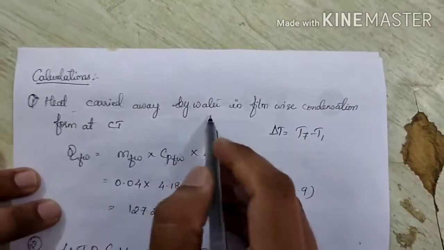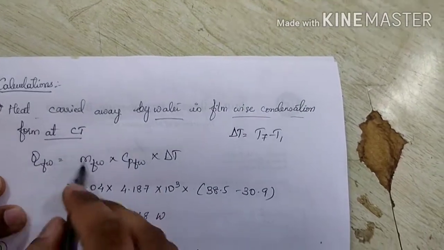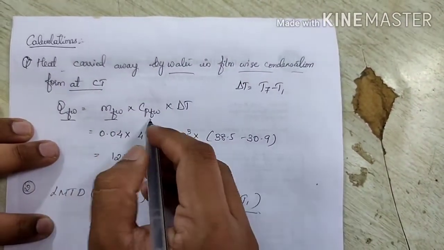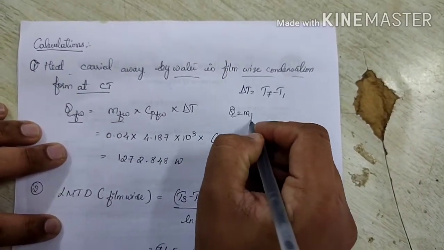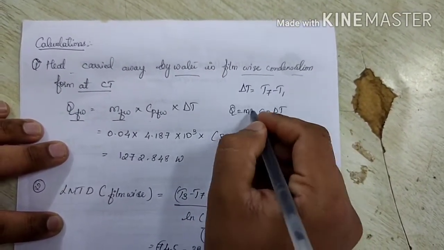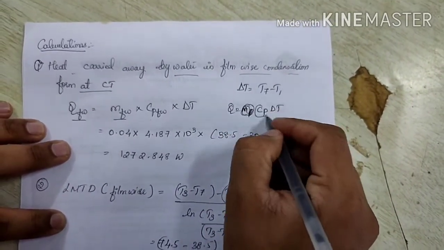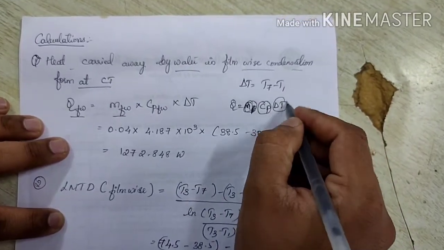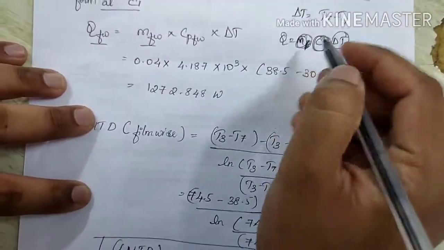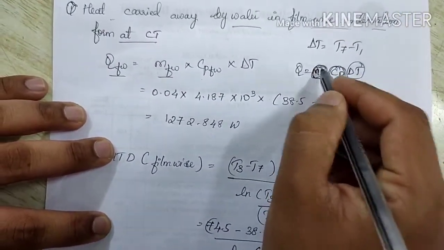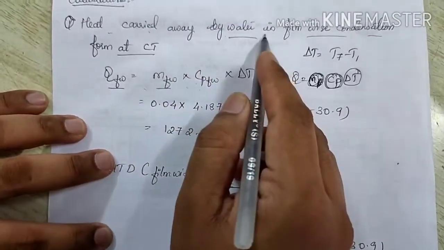First one is heat carried away by the water in film wise condensation, that is for copper tube. So the formula for heat carried away is Q equal to mfw cpfw delta T. This formula is nothing but Q equal to m cp delta T, where m is the mass flow rate, cp is the specific heat, and delta T is the change in temperature. So this specific heat is in kilojoules per kg, mass flow rate is kg per second. So based on the formula, we are determining the heat carried away by the water.